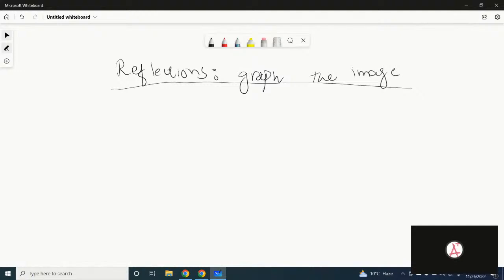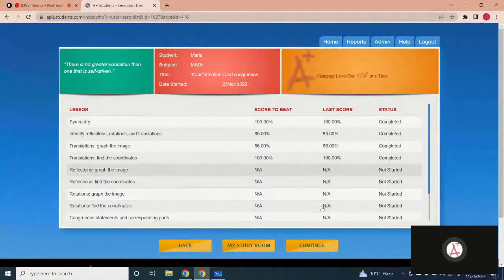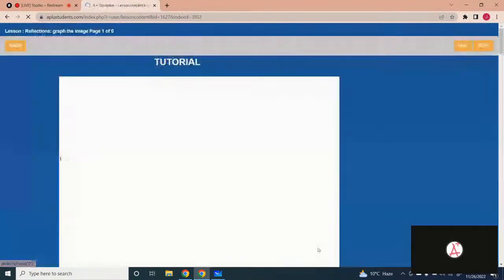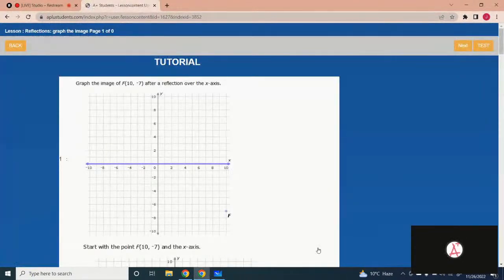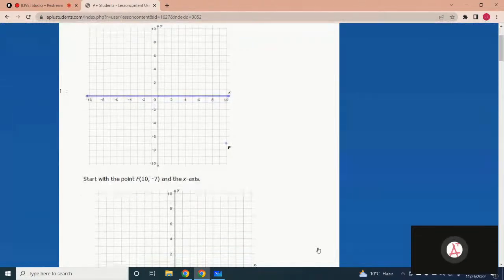Okay, let me just move on to the new topic. The new topic is reflections: graph the image. Here is the topic, reflections, graph the image. Graph the image of F (10, negative 7) after a reflection over the x-axis.